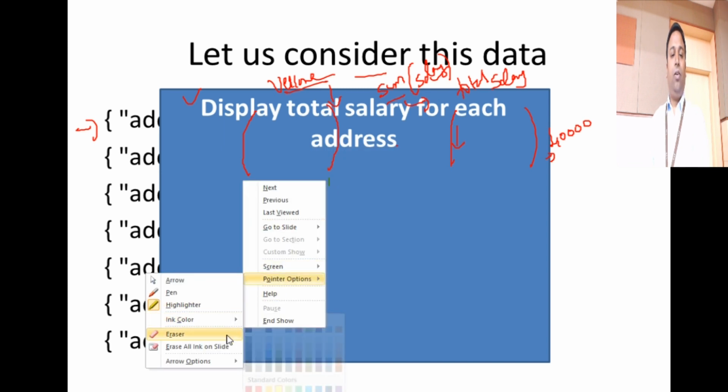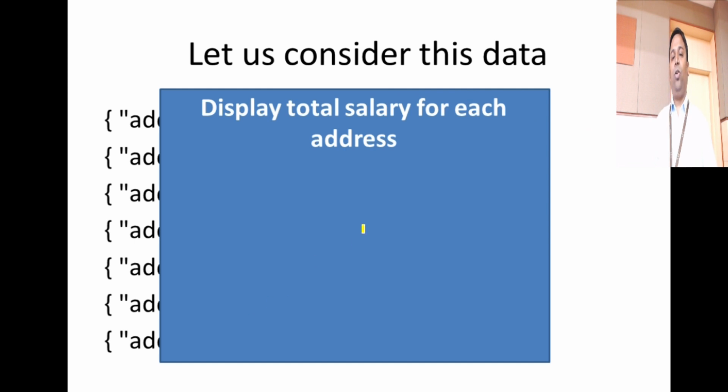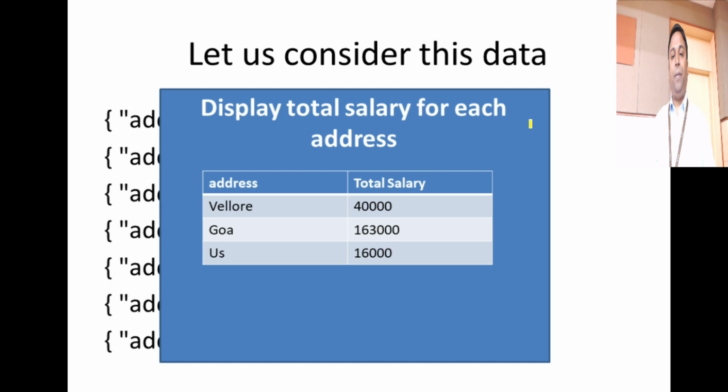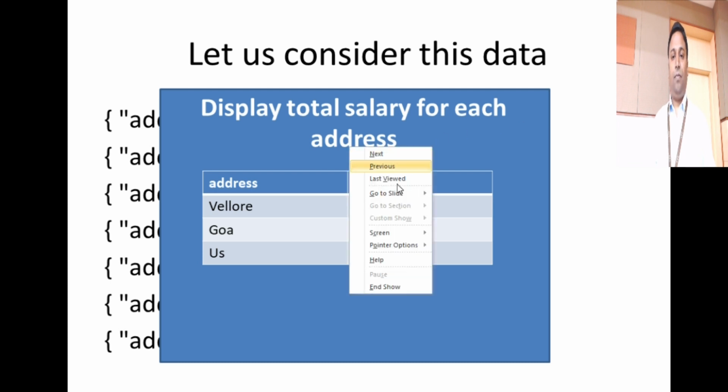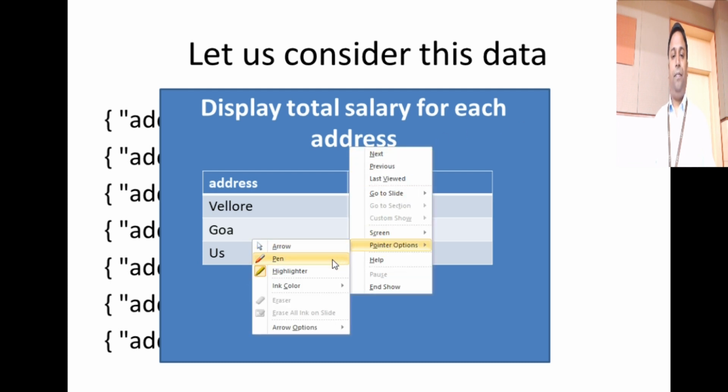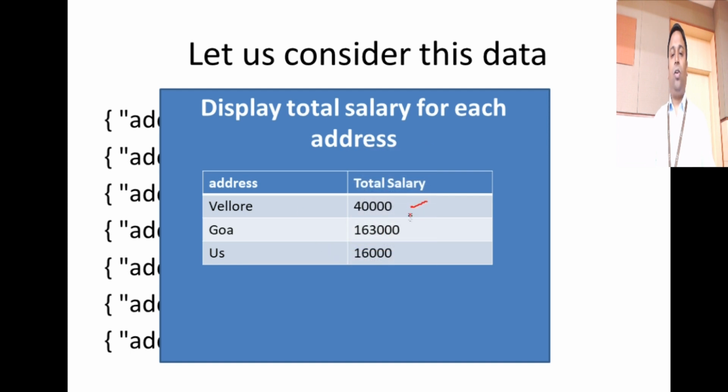Let me erase all the ink on the slide. So display total salary for each address. How is that going to be? This is how it's going to be. Are you clear? For Vellore, what is the total salary? For Goa, what is the total salary? For US, what is the total salary? This field, we call the ID field on which we are going to group. And for this field, after finding the group, we apply a function, an aggregate function or an accumulator, to accumulate the fields.